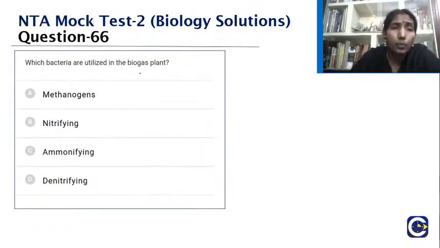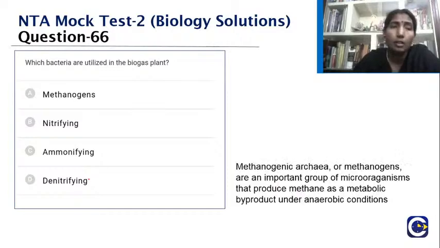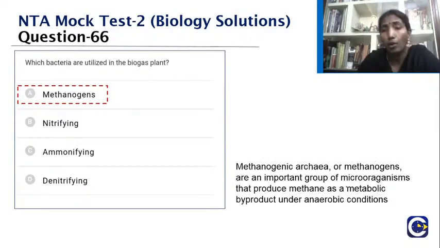Which bacteria are utilized in the biogas plant? Methanogens, nitrifying bacteria, ammonifying bacteria, denitrifying. So in the biogas plants where we studied, those plants where the methane gas has to be produced along with carbon dioxide, it is the methanogens. So the methanogens are the answer because they are the important microorganisms that produce methane.